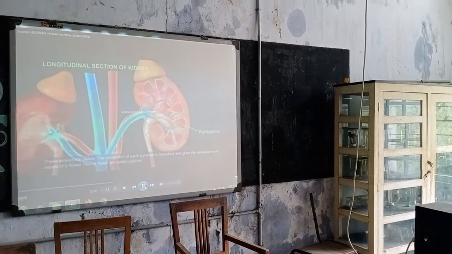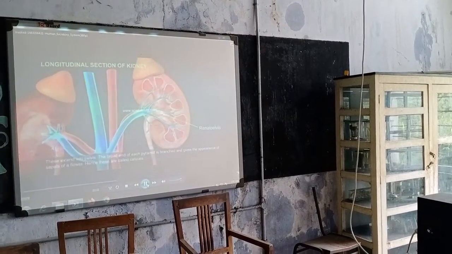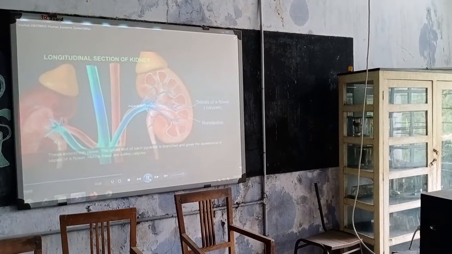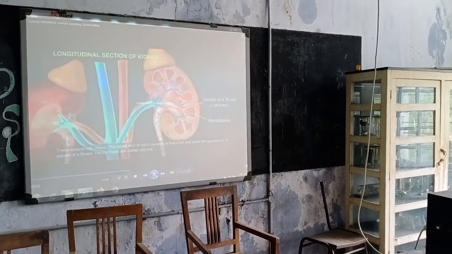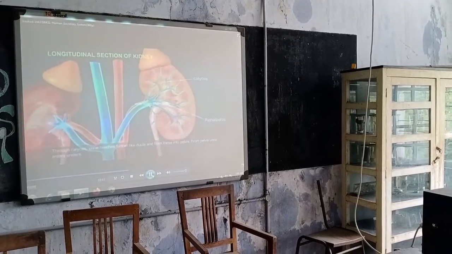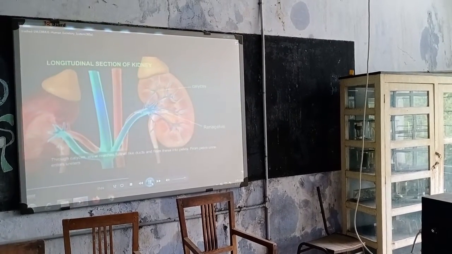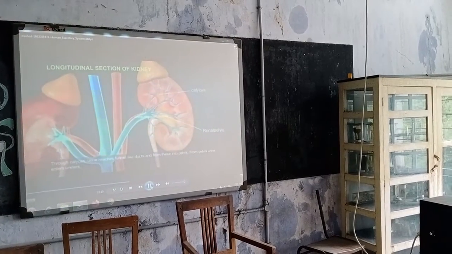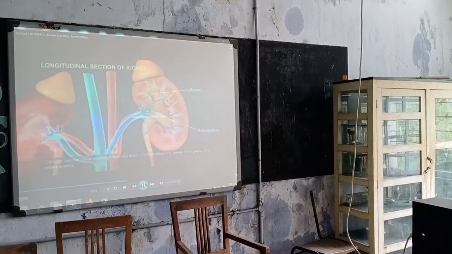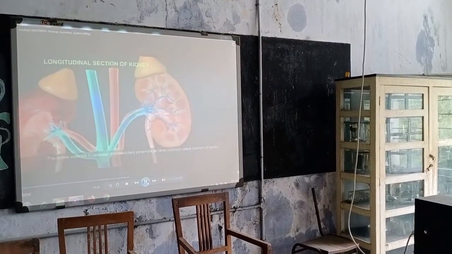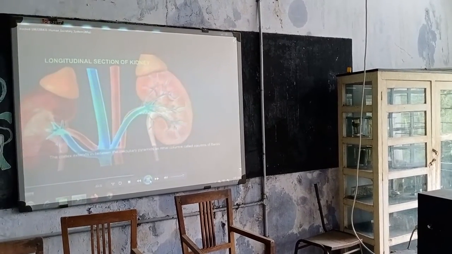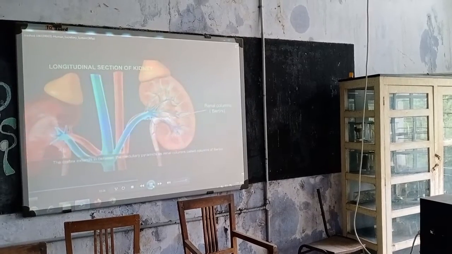The broad end of each pyramid is branched and gives the appearance of sepals of a flower. Hence, these are called calyces. Through calyces, urine reaches funnel-like ducts, and from these into the pelvis. From the pelvis, urine enters the ureters. The cortex extends in between the medullary pyramids as renal columns called columns of Bertini.